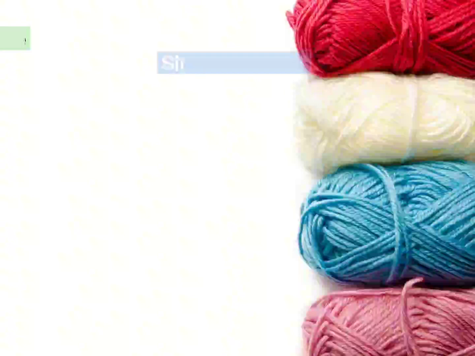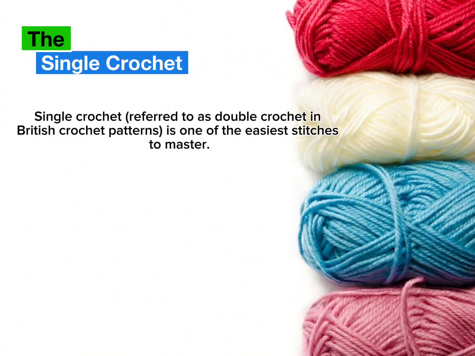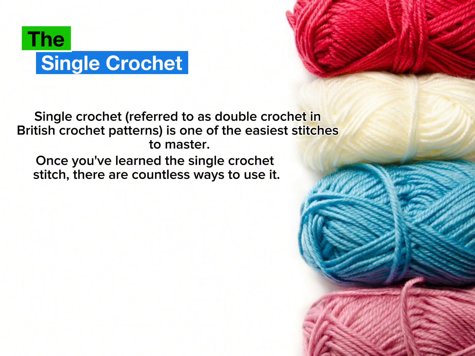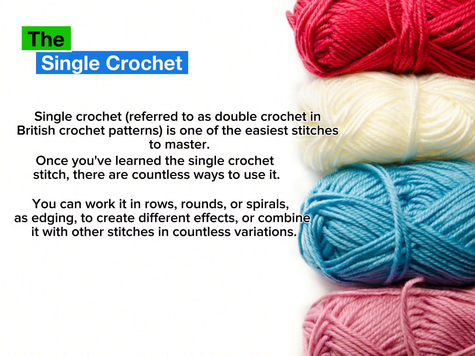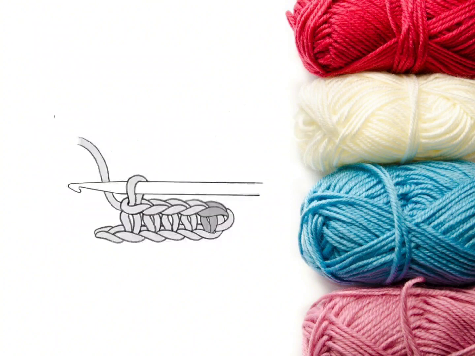The second one is the single crochet. Single crochet, referred to as double crochet in British crochet patterns, is one of the easiest stitches to master. Once you've learned the single crochet stitch, there are countless ways to use it. You can work it in rows, rounds, or spirals, as edging to create different effects, or combine it with other stitches in countless variations. Here's a video clip on how to make a single crochet.